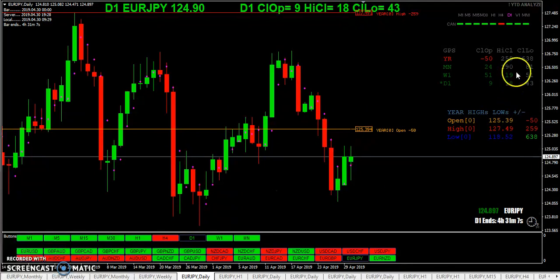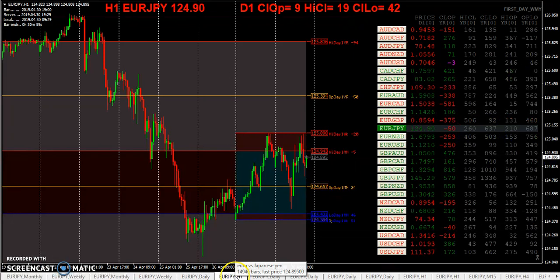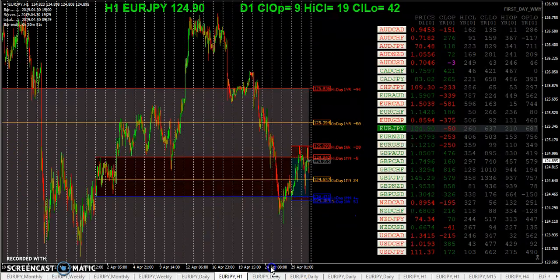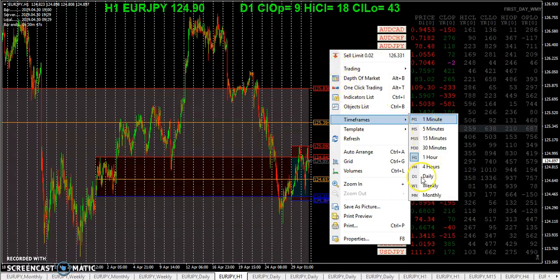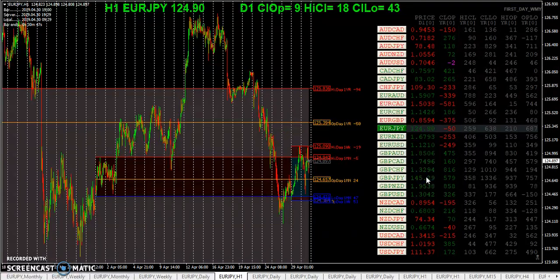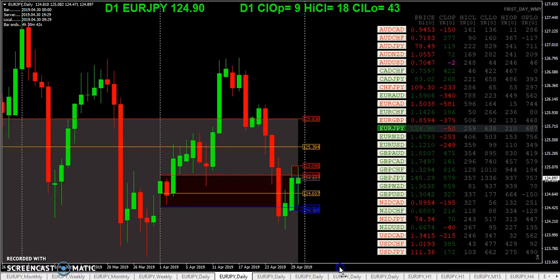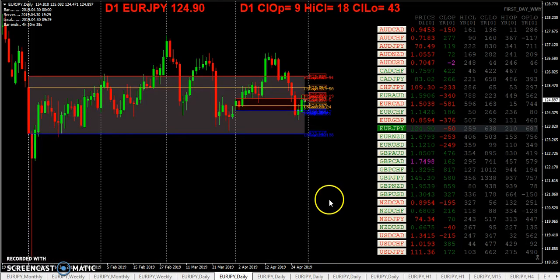Okay, for the month, we are green. For the year, we're still red. And you can see this right here. Here's the opening day of the month. If we squish this down, actually what we can do here, we can switch time frames to daily. And you can see what that looks like on a daily basis here. So here's the first day of the month.